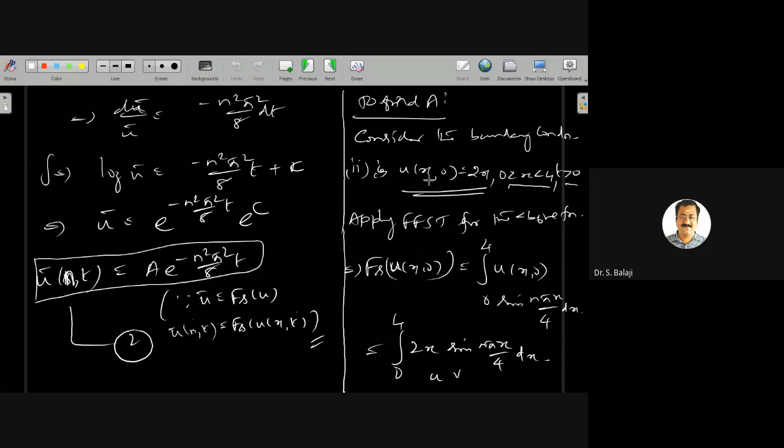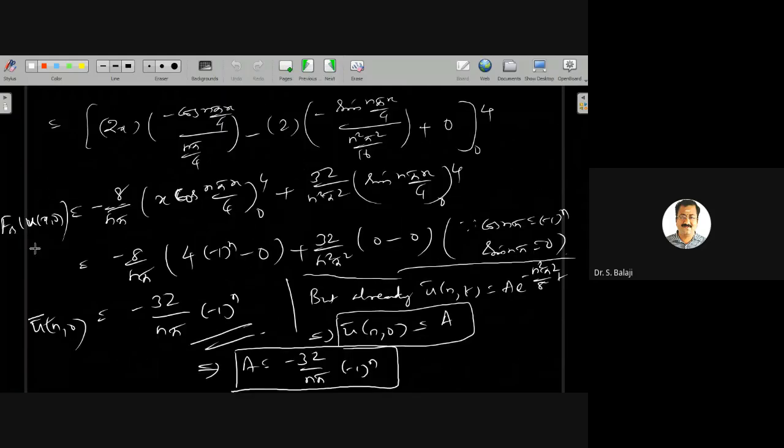For that, you take another initial boundary condition, u of x comma 0 equal to 2x. Apply the same transform you started with initially, FFST: f of x sin n pi x by L, like that u of x comma 0 sin n pi x. Integrate, and you can get u bar of n comma 0, because it is the Fourier sine transform of u of x comma 0. But already you have u bar of n comma t. You put t equal to 0, and you can get a. Both the things are the same, so you can get the value of a in terms of n.